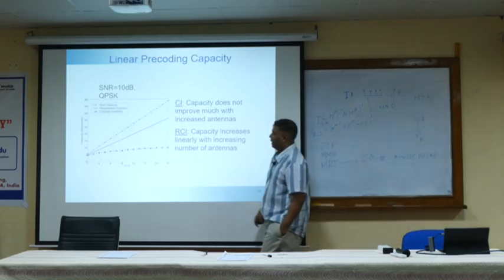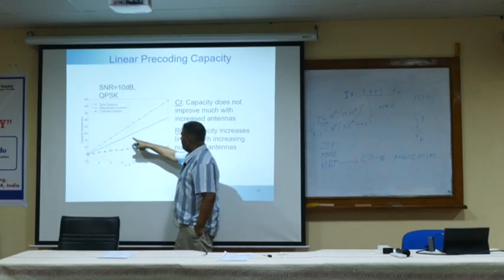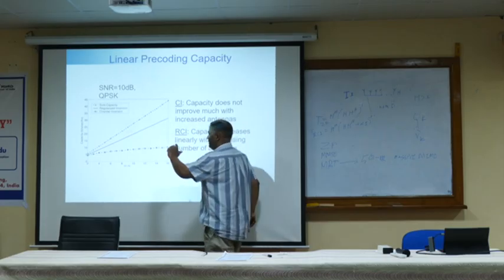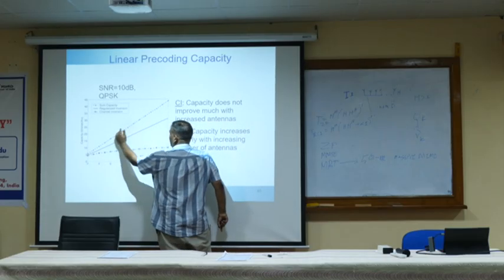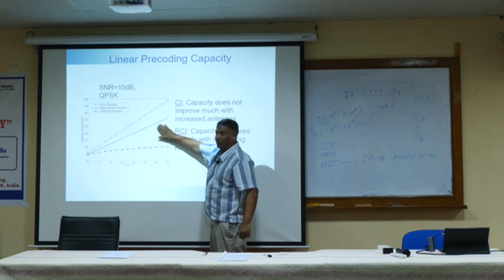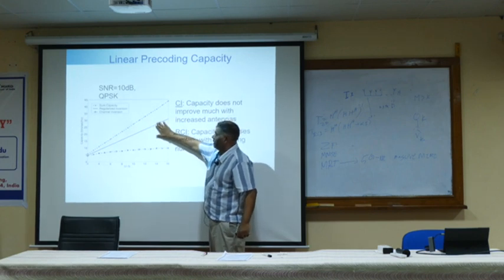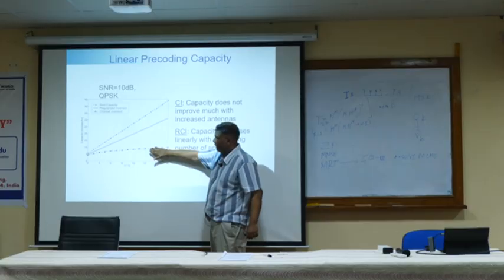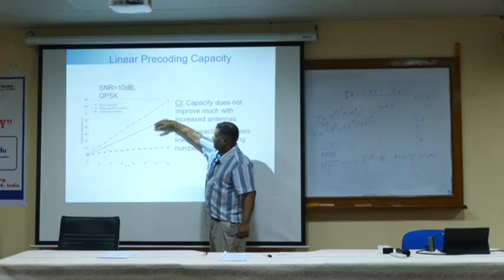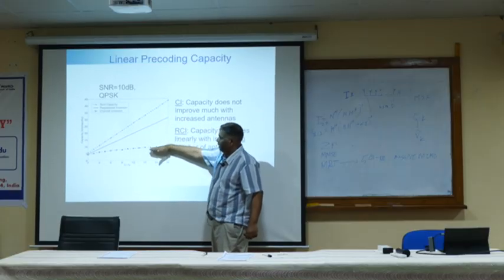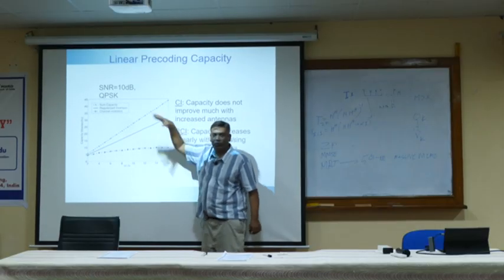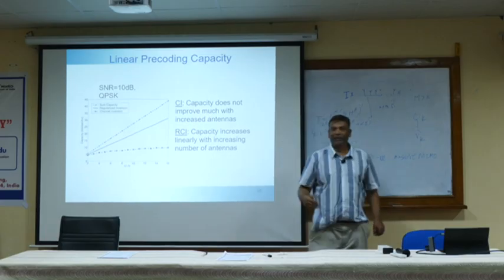You can see this is the capacity. This is the channel capacity, or sum capacity. And this is the capacity for the regularized channel inversion precoder, and this is the capacity for the channel inversion precoder. You can see the regularized precoder is performing better compared to the channel inversion precoder, but still there is a gap here. This gap can be closed by using dirty paper coding that I mentioned.